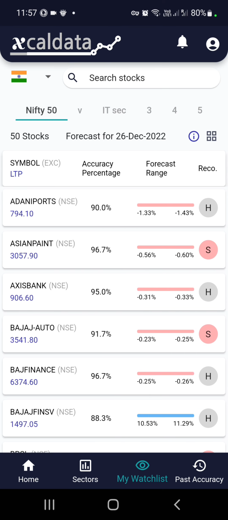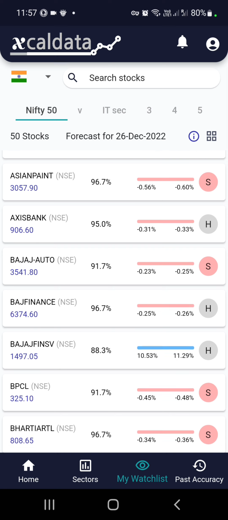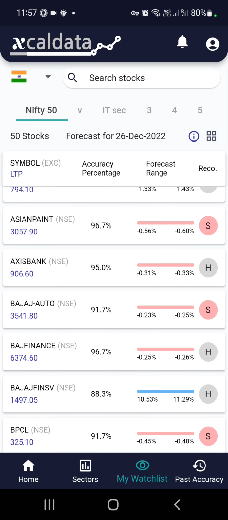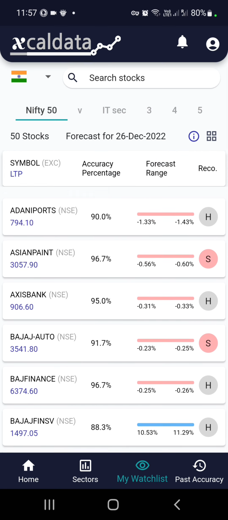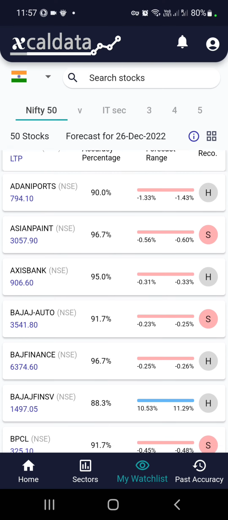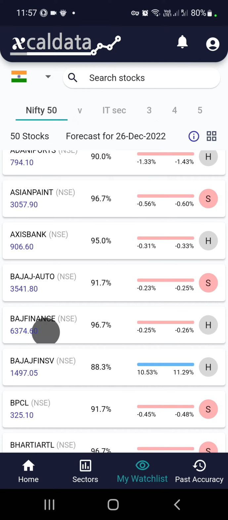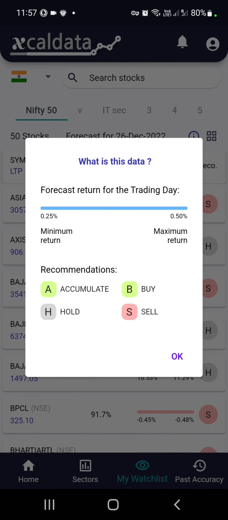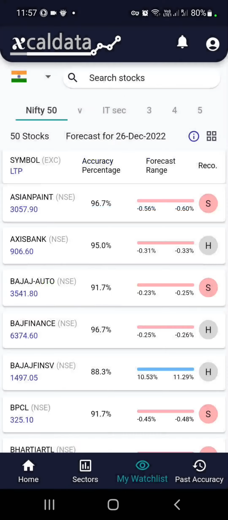So the watch list is a feature where you see the constituents of Nifty at one go. You see the symbol, the historical forecast accuracy, the forecast range, and the recommendation, which is a buy, sell, or hold. So let's look at this. A and B basically mean accumulate and buy in green, sell in teal, and hold in gray.